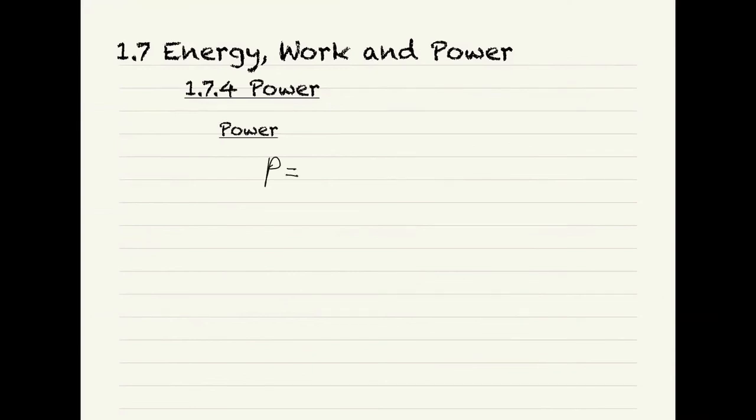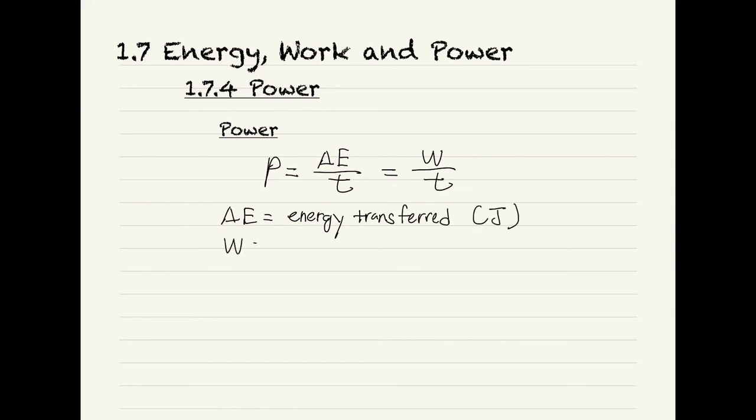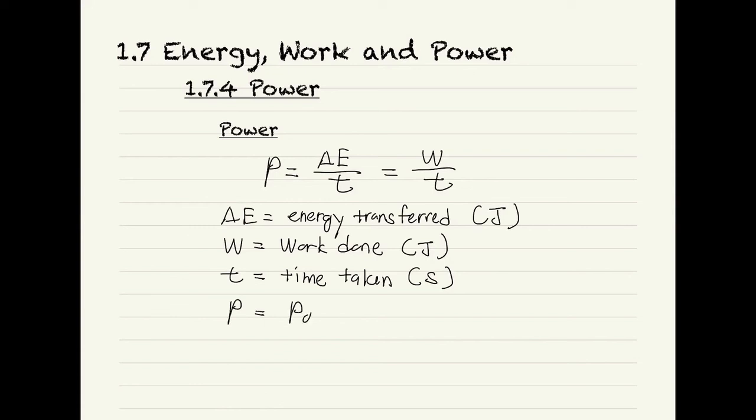Power P equal to delta E over t, or W over t. Delta E is energy transfer. Unit is joule. W is work done. Unit is joule. t is time taken. Unit is second. P is power with the unit watts.